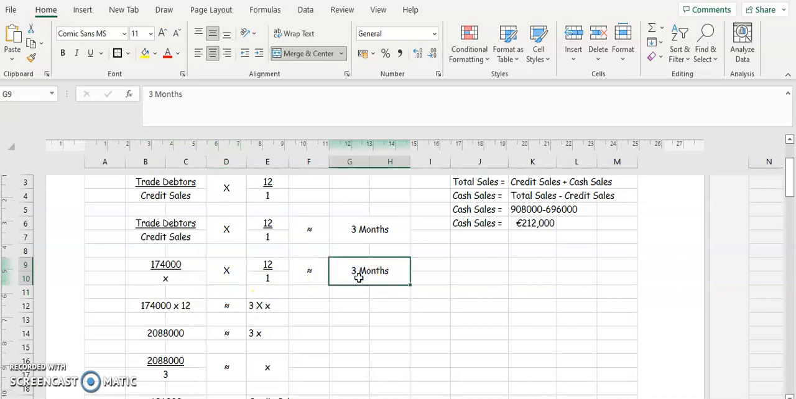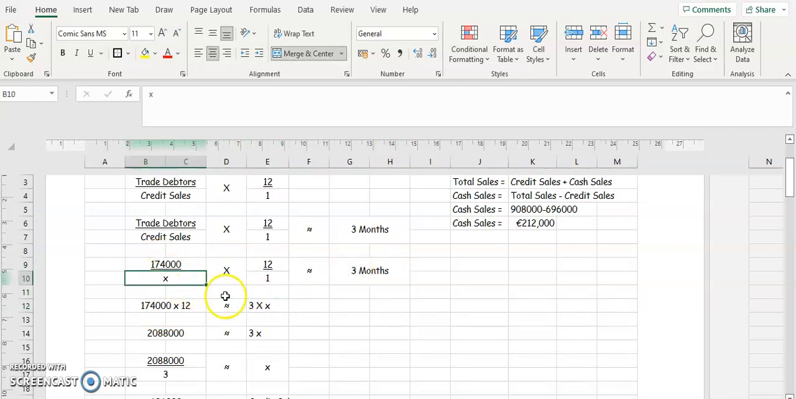So 174,000 over X multiplied by 12 over 1 is equal to 3 months. So what we want to do is get a small little equation. So we want to get rid of what is below the line. So we're going to bring our X over to the other side of the equals. So we're going to get rid of this 1, and multiply across by X. So if we multiply the X across, we're going to get 174 multiplied by 12 is equal to 3 times X.